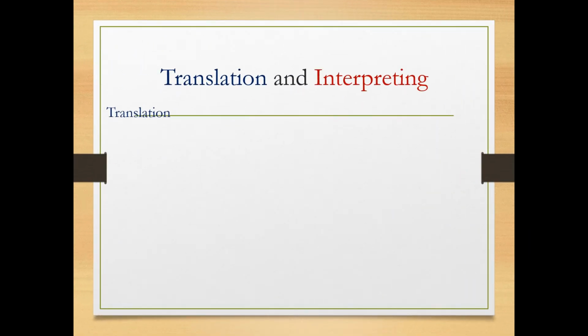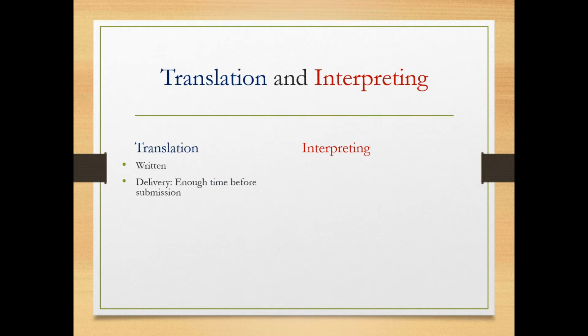Interpreting handles spoken language, while translation is text-based. In interpreting, we do the job on the spot. But in translation, we have enough time to translate and revise before submission. It's time consuming because it's a research-based job. You have to be patient and perfectionist to be as accurate as possible. Accuracy in interpreting is challenging because interpreters always work under pressure.